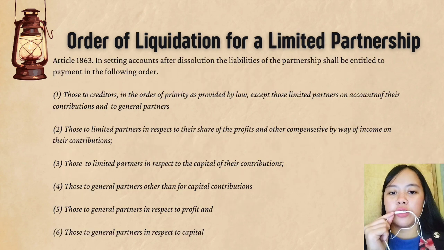Next is order of liquidation for a limited partnership. In Article 1861, in settling accounts after dissolution, the liabilities of the partnership shall be entitled to payment in the following order.